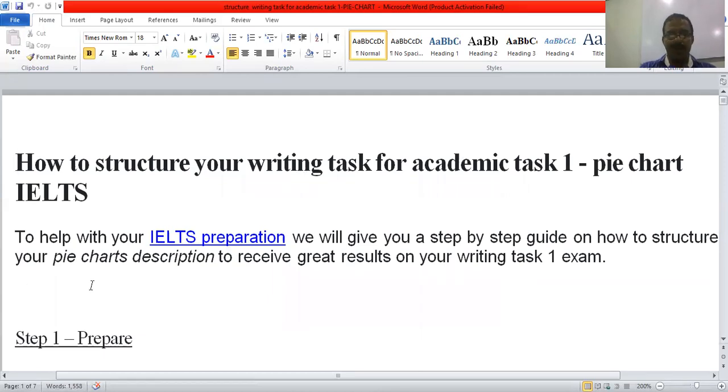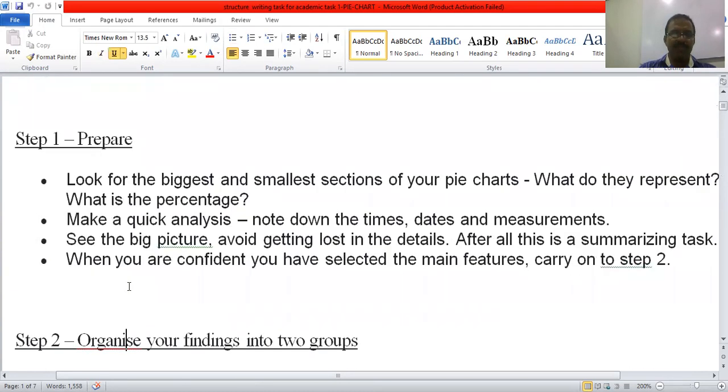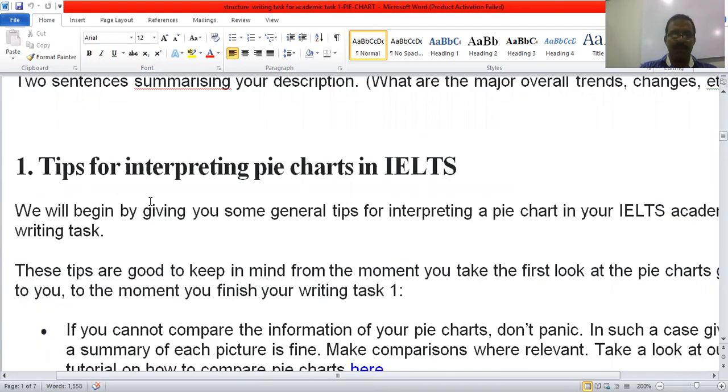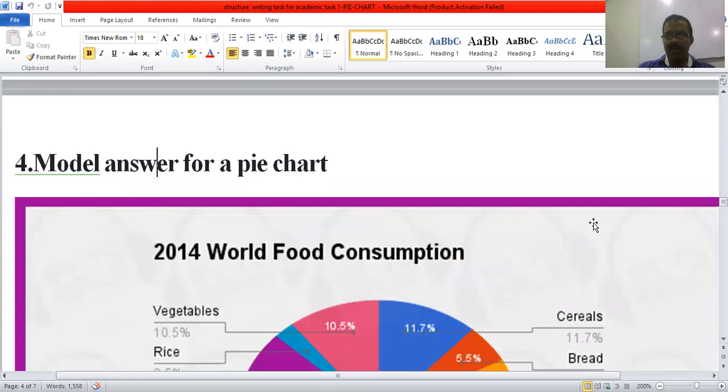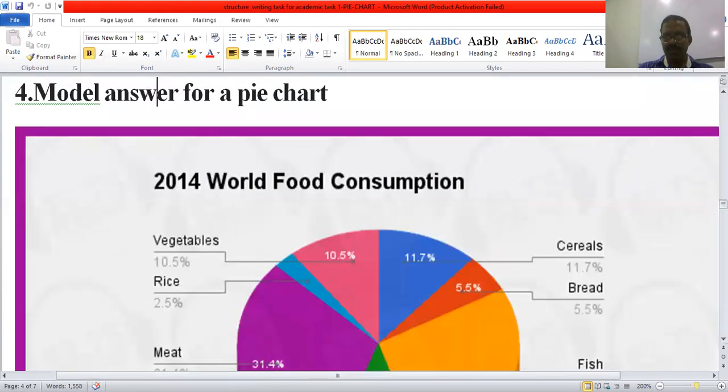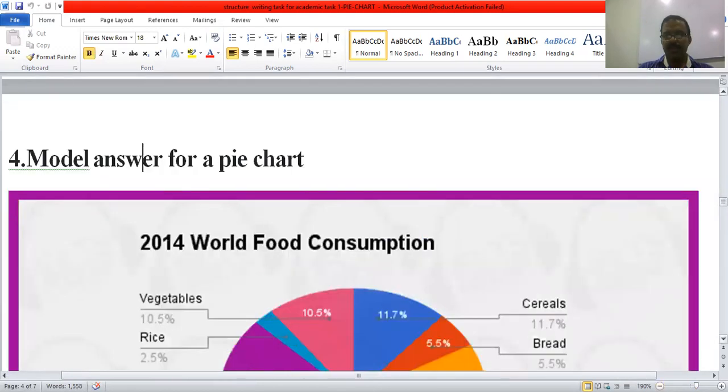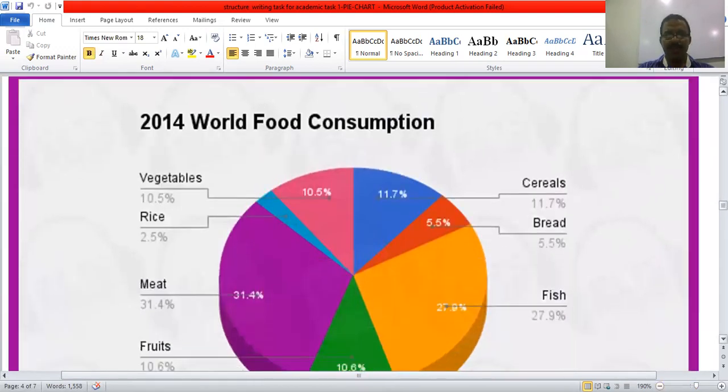So here today we are going to know about step 1. When you see Task 1, step 1 is to look for the biggest and the smallest section of your pie chart. What do they represent and what is the percentage? Actually, the pie chart is in this shape, like this. You can see here the picture. I am going to show you this. Okay, and you can see the different figures here. So what is the biggest and what is the smallest part?